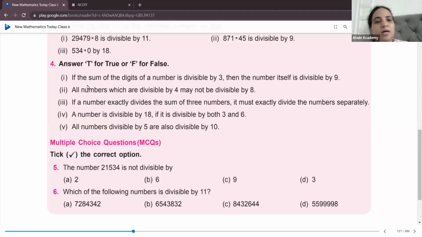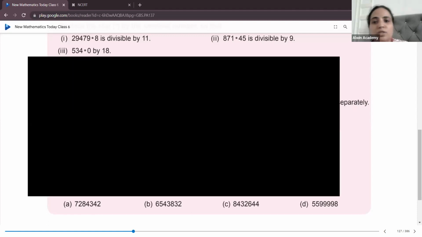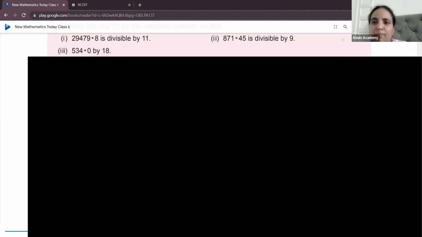So, beta ji, we are discussing some important questions on divisibility this time, on the chapter Playing with Numbers. This is one very important question that comes in exams. Let's discuss that. It is 29479, then star, and 8. This number should be divisible by 11. What should you replace this star with? This is the question. Now, how to do it?